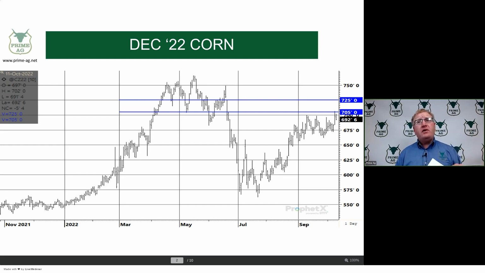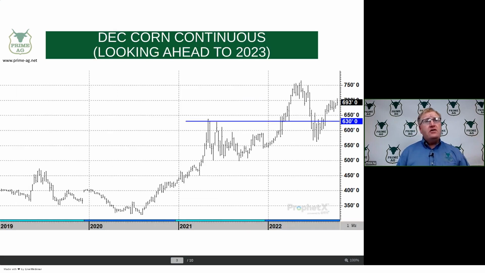Again, you're probably better off placing these with some cash sales at your local elevator or where you market your grain. Another thing to do is look ahead to 2023. What we did here in this chart is a December continuous chart. So in the 2021 time frame, that's Dec '21, the 2020 time frame is Dec '20, and in '22 right now, that is this year's crop.